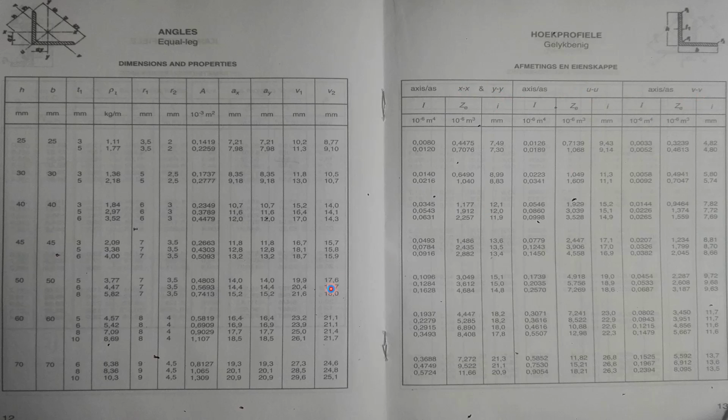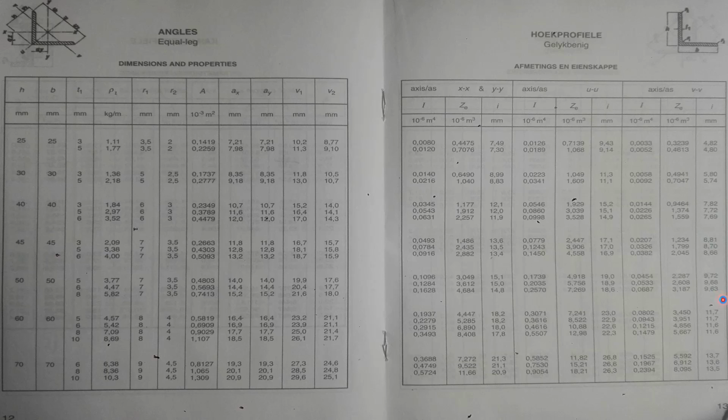Now we have to check the radius of gyration. The first one, XX and YY, is 14.8. The other one is 18.6. The last one is 9.63. We choose the smallest. This is the smallest of the three. We choose the smallest because this axis is the weakest.